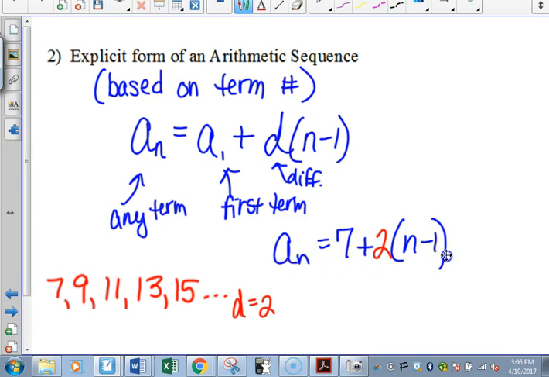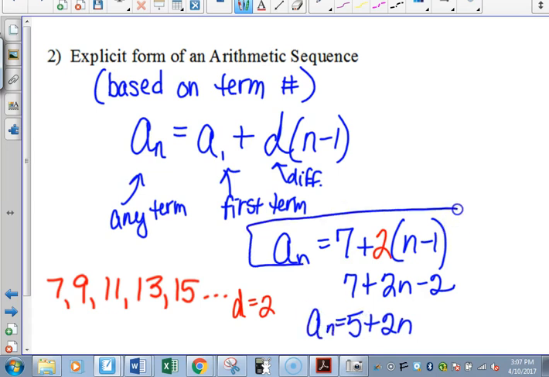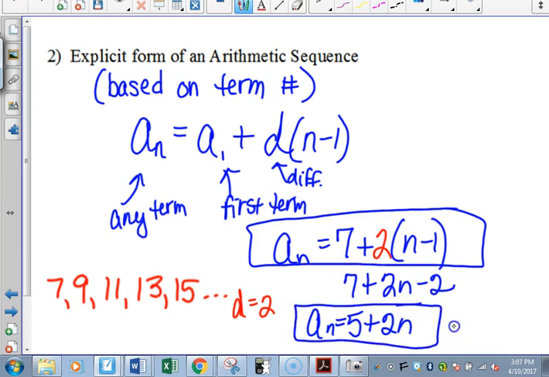I will accept this as an explicit form on the quiz, okay? I'm going to be nice. The book, the answer key, will simplify that: 7 plus 2n minus 2, if I distribute, which gives me 5 plus 2n. Okay, I will accept this as explicit. This is the simplified explicit form. Everybody okay? What's n again?